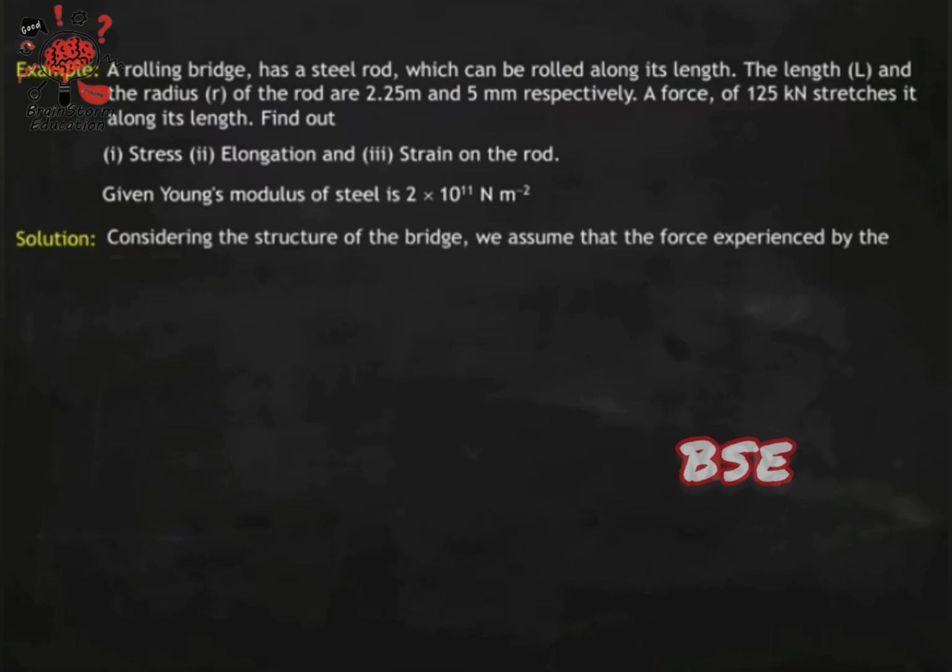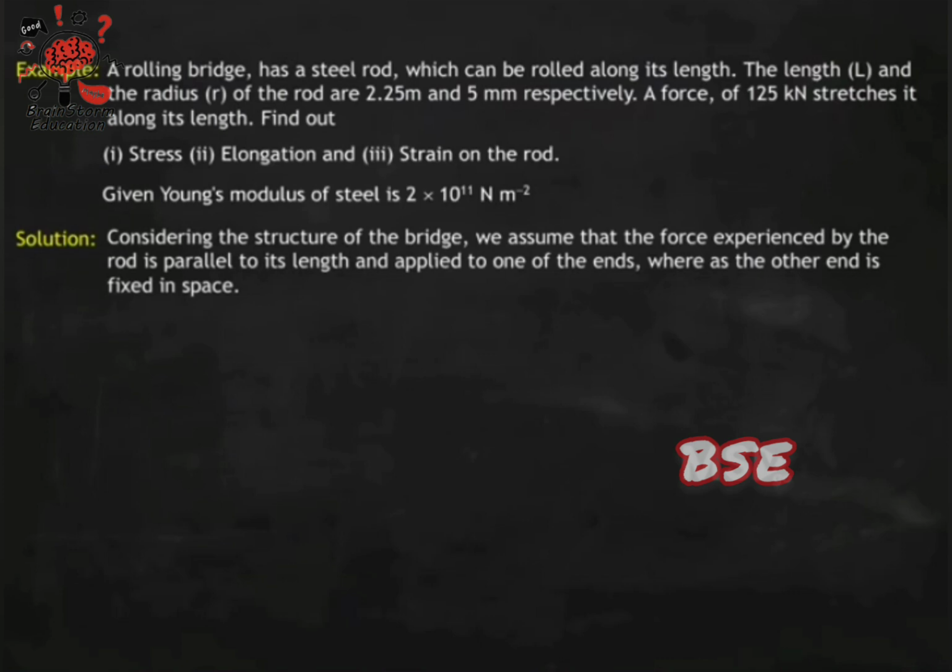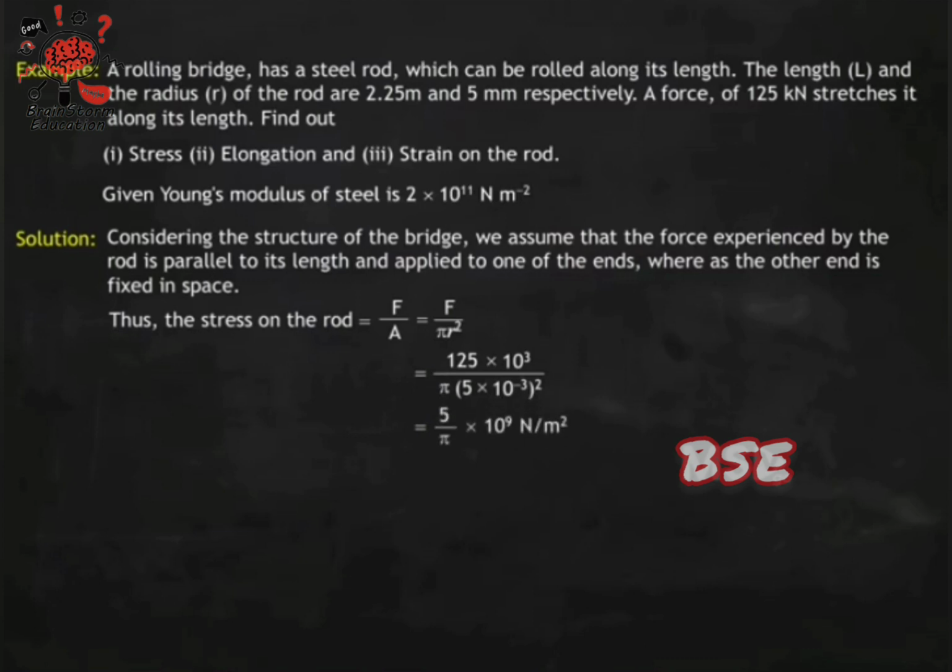Solution. Considering the structure of the bridge, we assume that the force experienced by the rod is parallel to its length and applied to one of the ends, whereas the other end is fixed in space. Thus, the stress on the rod equals F by A equals F by pi r square equals 125 into 10 raised to 3 by pi into 5 into 10 raised to minus 3 whole square equals 5 by pi into 10 raised to 9 newtons per square meter.